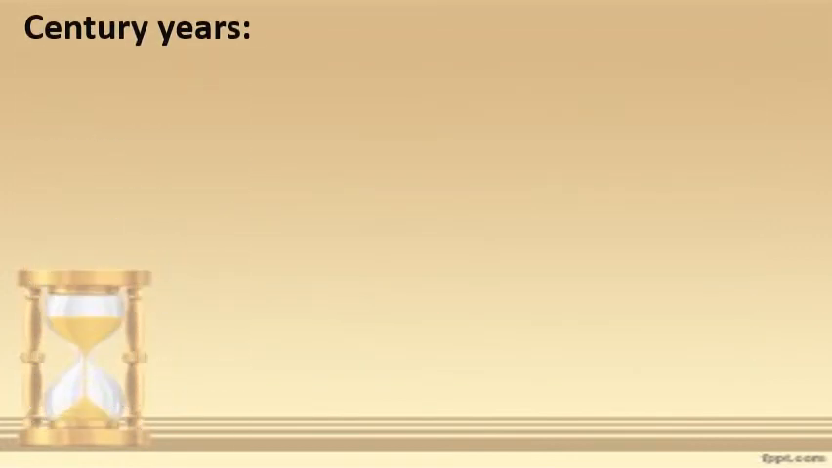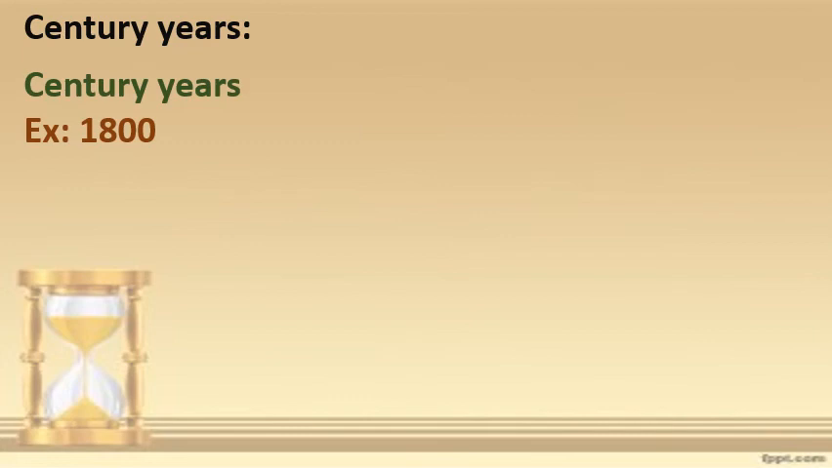Students, now we will learn about century years. What is the meaning of century years? Century means 100, isn't it? Century means 100 and century years means 100 years apart. Example, 1800. Then comes 1900. See, the difference between these two is 100 years. Then 1900, after that 2000. Correct? Then 2100, 2200, which means there is a difference of 100 years.